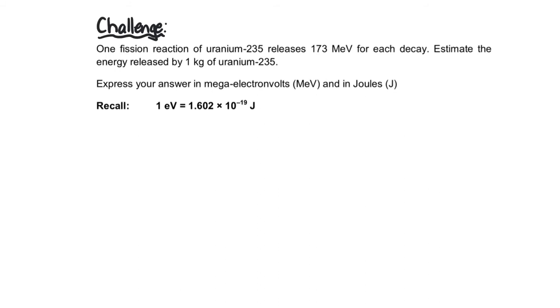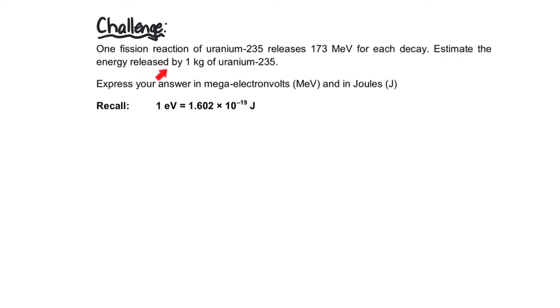Now here is a very tough challenge, and it's one of those which requires that you integrate knowledge that you should have acquired in other aspects of your science, and that is this problem. One fission reaction of a uranium-235 nucleus, so one fission, it means when a uranium-235 nucleus splits, it releases 173 mega electron volts for each decay. So a single uranium nucleus, when it fissions, produces 173 mega electron volts. Now, on that scale, that is a large amount of energy.